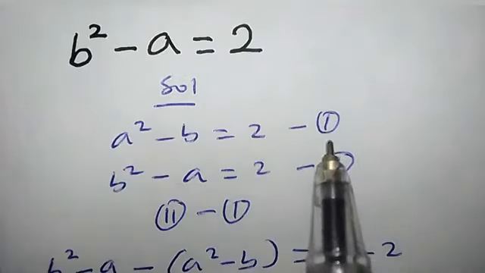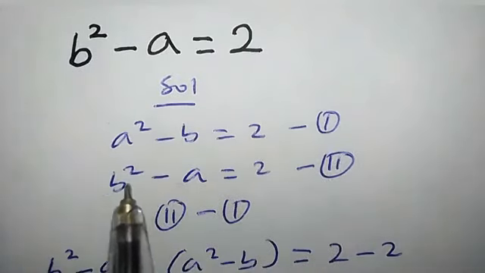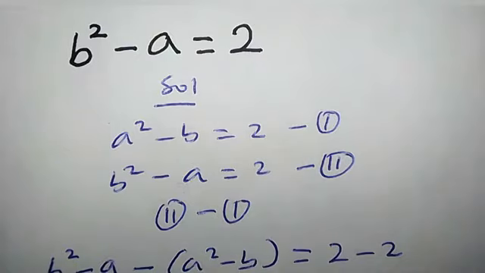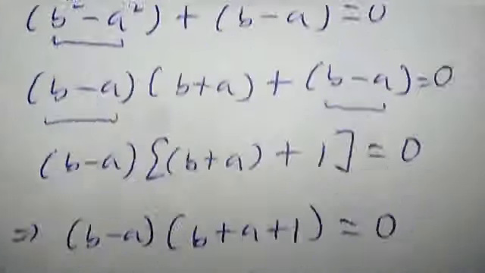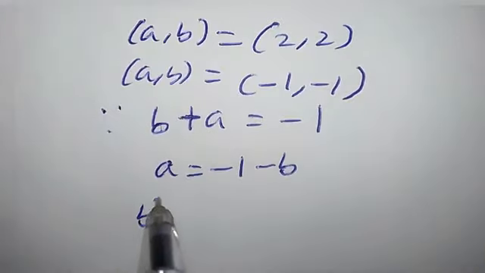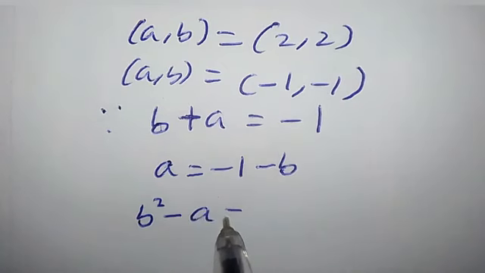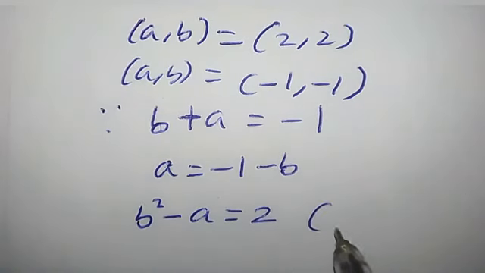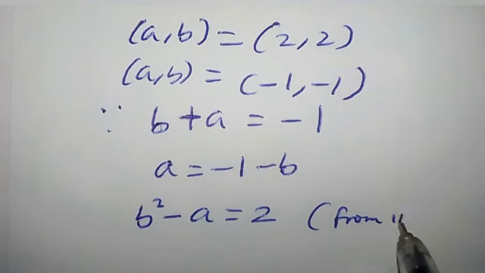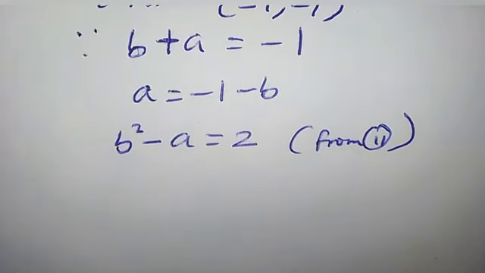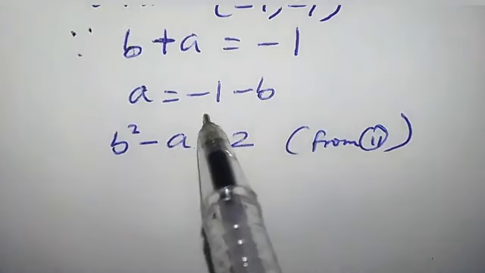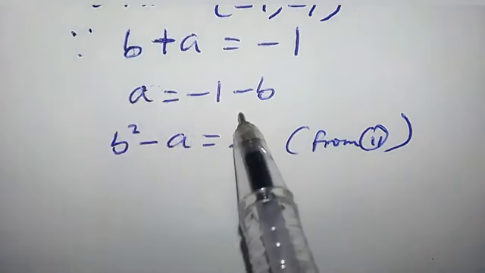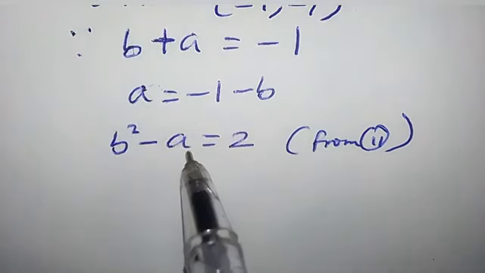This is equation 1 and this is equation 2. We are going to utilize this second equation: B squared minus A equals 2. Let's continue. B squared minus A equals 2. This comes from the second equation, equation 2. Our goal now is to substitute this value of A, which is -1 minus B, into this left hand side.